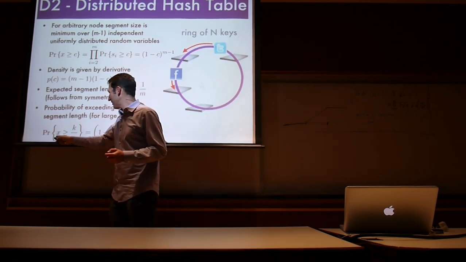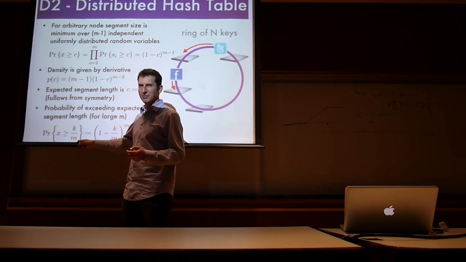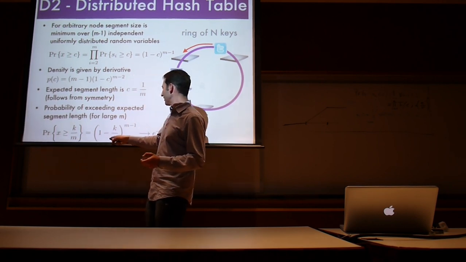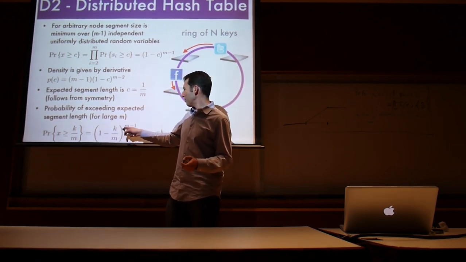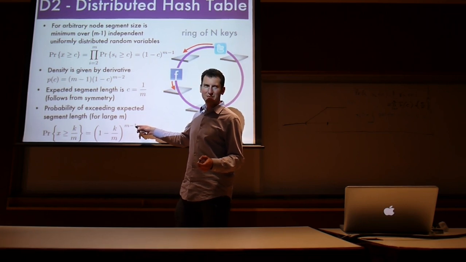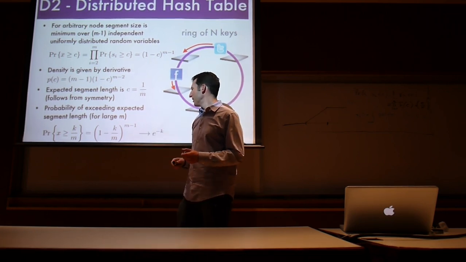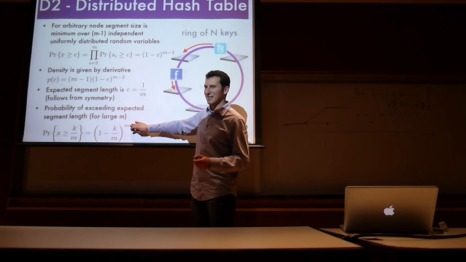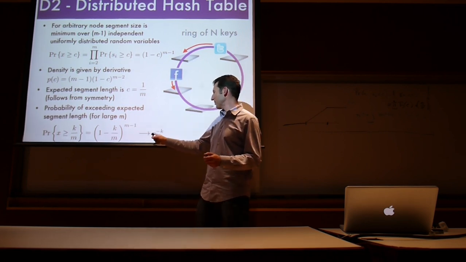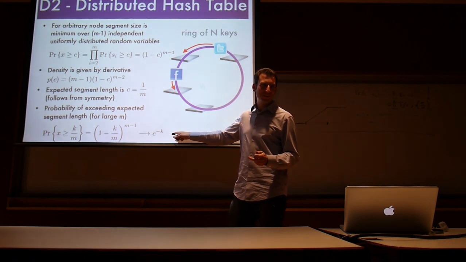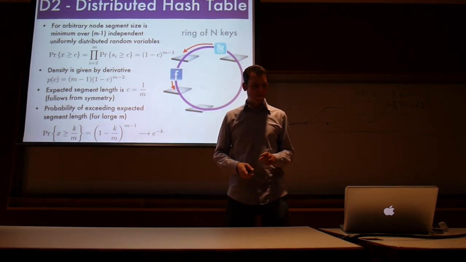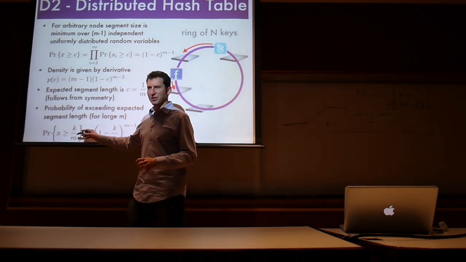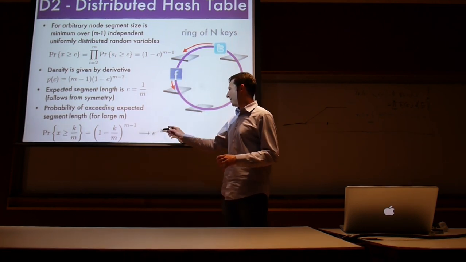So I'm going to work that out in multiples of the expected segment length. The probability that x is greater than or equal to k over n, so it's k times larger than its expectation, is nothing else than 1 minus k over n raised to the power of n minus 1. Now, n minus 1 and n are really close, so let's just make that essentially n. Let's take n to infinity, and this works out to be e to the minus k. So in other words, the probability that my segment length is k times larger is bounded by e to the minus k.